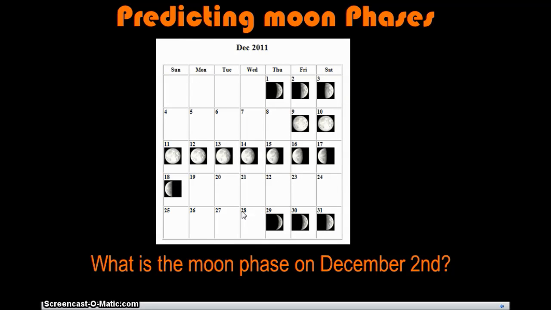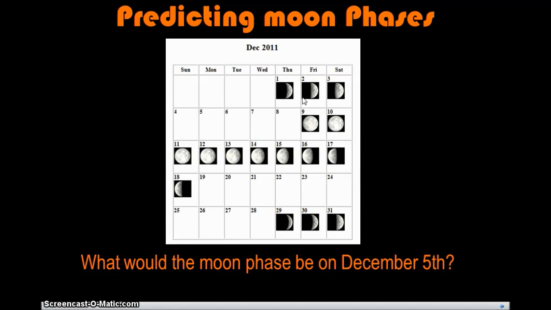So looking at this calendar, we don't have all of the days' moon phases inserted, but we can use the moon phases that we do know to make a prediction of what a moon phase should be on a certain calendar day. So what is the moon phase on December 2nd? Well, we look at December 2nd and we see that this is a first quarter moon. Our light is on the right hand side, so it is at the beginning of the moon phase and it's half lit, and so this is our first quarter moon.